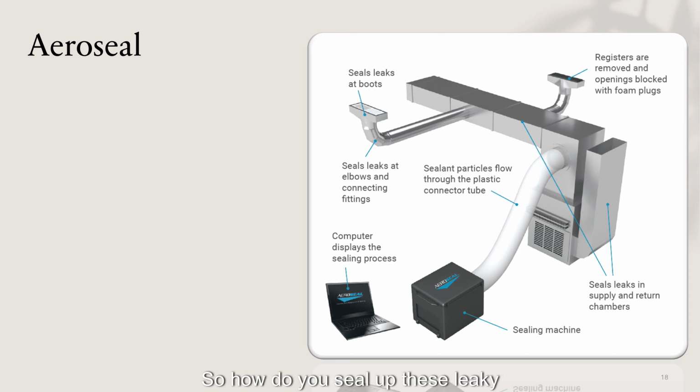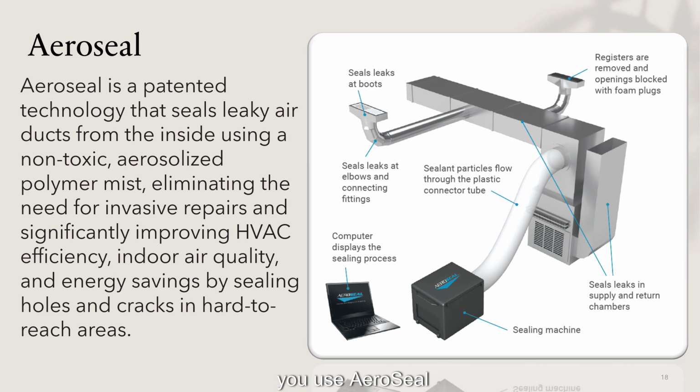So how do you seal up these leaky systems? Well, you use AeroSeal. AeroSeal is a patented technology that seals leaky air ducts from the inside using a non-toxic aerosolized polymer mist, eliminating the need for invasive repairs and significantly improving HVAC efficiency, indoor air quality, and energy savings by sealing holes and cracks in hard-to-reach areas. Basically, there's a machine. It's got their polymer mist inside, and it literally gets blown in throughout the ducts.